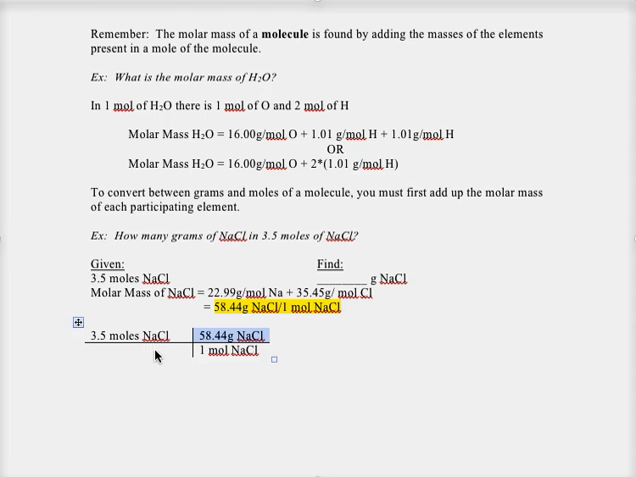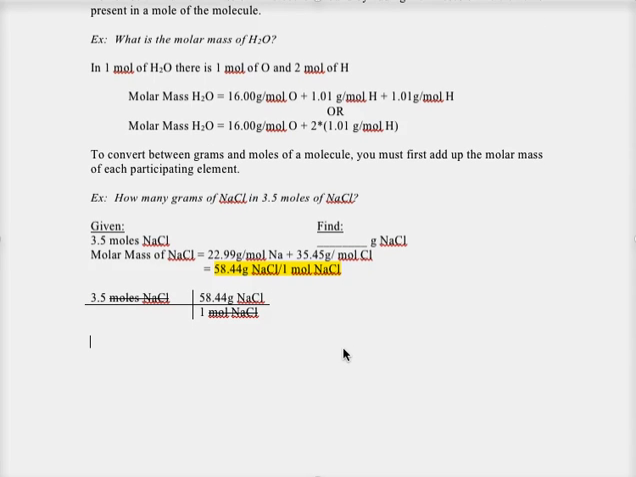When I cancel out these units, as you can see, moles of NaCl cancel, moles of NaCl cancel. I'm left in units of grams of NaCl, which is exactly what I wanted. So punch that into your calculator and tell me what you come up with. I got 204.54 grams of NaCl. In other words, in this 3.5 moles that I started with, it will have a mass of 204.54 grams.